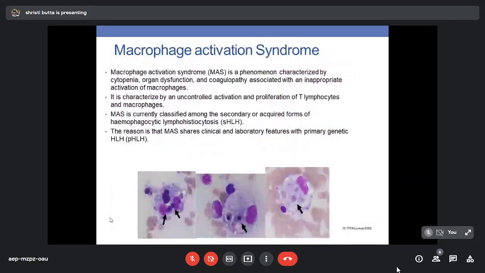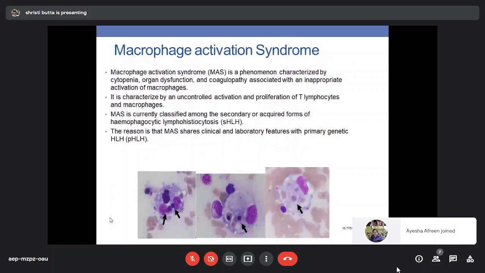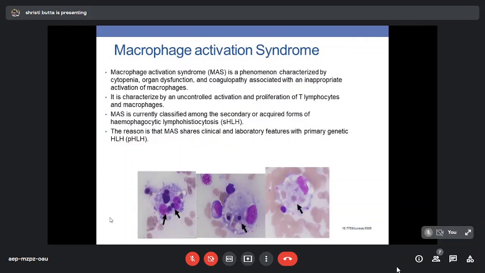Now moving on quickly to macrophage activation syndrome. This is a very important topic for all postgraduate trainees. Macrophage activation syndrome is a phenomenon characterized by cytopenias, organ dysfunction, and coagulopathy associated with an inappropriate activation of macrophages. It is characterized by an uncontrolled activation and proliferation of T lymphocytes and macrophages. It is currently classified as a secondary or acquired form of HLH, the hemophagocytic lymphohistiocytosis.